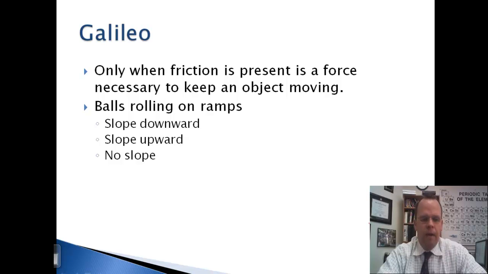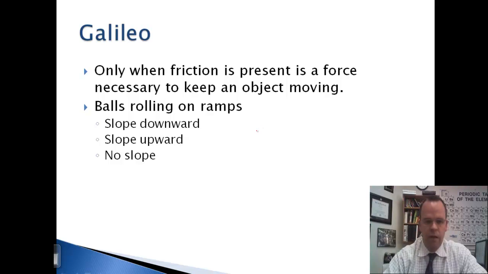Think about a ball rolling on a ramp. If it's sloped downward, it will speed up. That's because of the force of gravity. If it rolls up an upward slope, it'll slow down because of the force of gravity. When it's on no slope, if you have a surface that doesn't have friction, it will move at a constant speed. Think about it rolling down a hill. At the bottom of the hill is relatively constant speed, and then it starts to slow down going back up the hill on the other side.